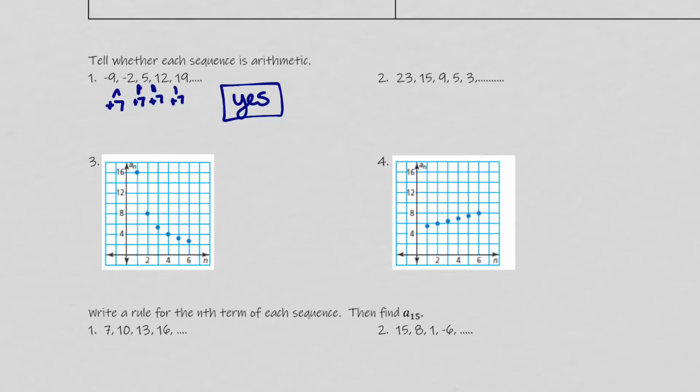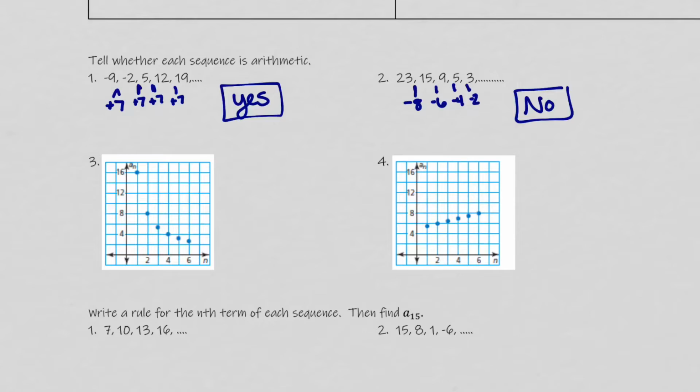Now, to get from 23 to 15, right here, I'm actually going to subtract 8. 23 minus 8 is 15. Well, 15 minus 6 is 9. 9 minus 4 is 5. And 5 minus 2 is 3. And since that is not consecutive, this is not arithmetic.